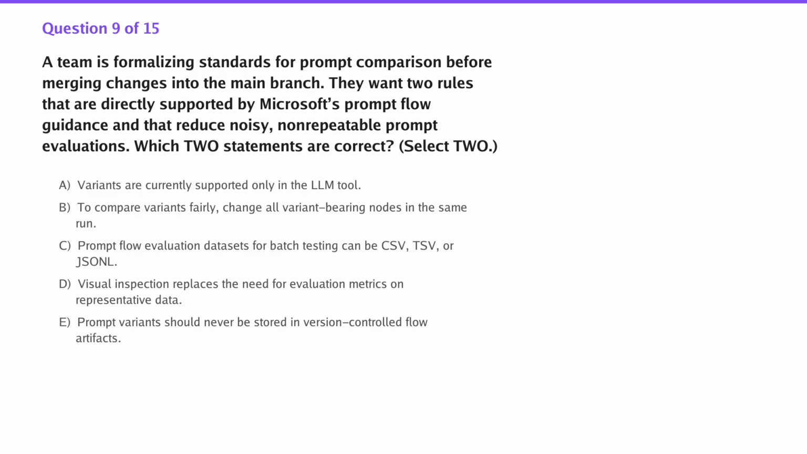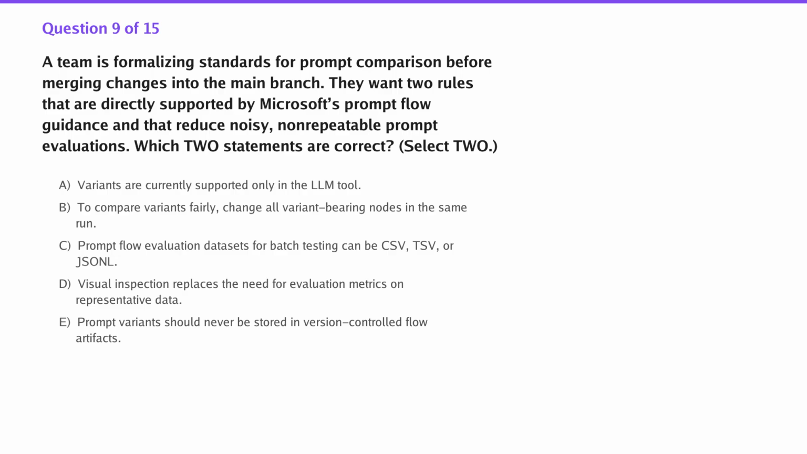A team is formalizing standards for prompt comparison before merging changes into the main branch. They want two rules that are directly supported by Microsoft's prompt flow guidance and that reduce noisy, non-repeatable prompt evaluations. Which two statements are correct?